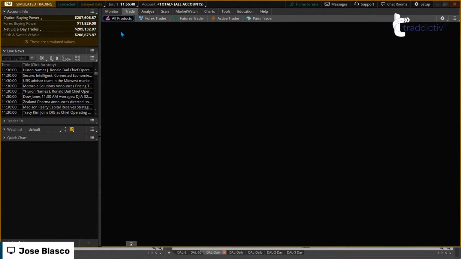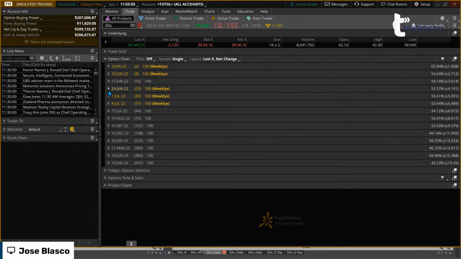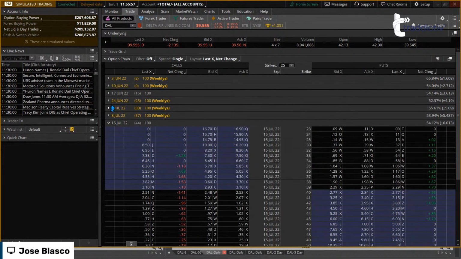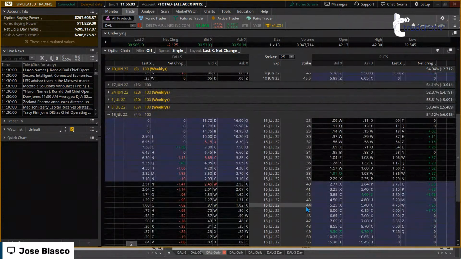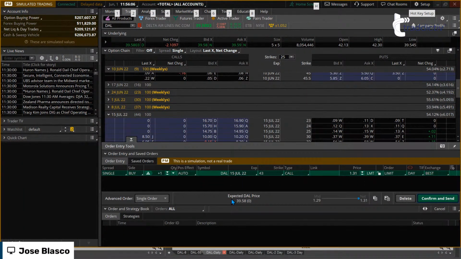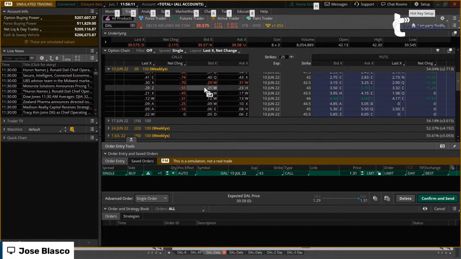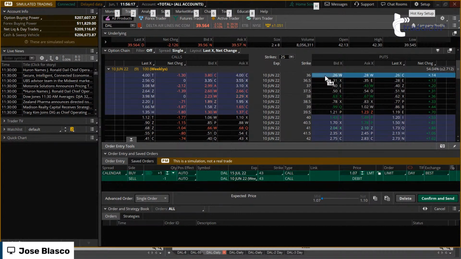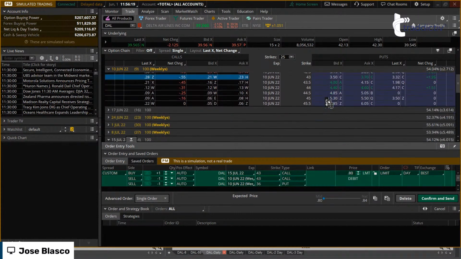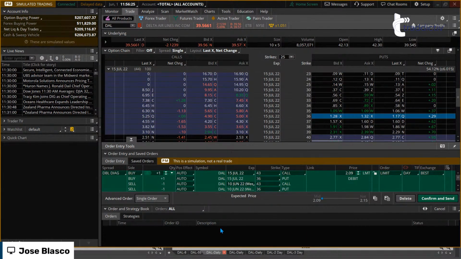I'm going to go here and type Delta Airlines, and select July 15 as well as June 10. We'll start with July 15. We are dealing with a 43 strike, so I'm going to add that. Then I'm going to sell the 43 strike from June 10. Since I'm selling, let's keep selling. I'm going to sell the 36 strike puts from June 10 and then buy the 36 put from July 15.